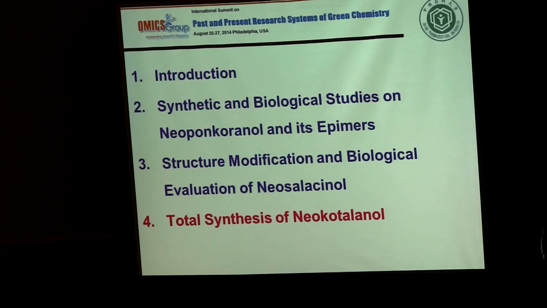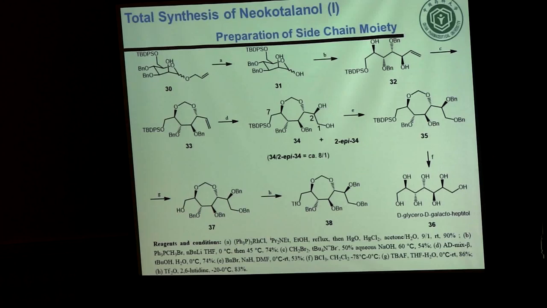The last part is the total synthesis of neokotalanol. As shown in the former slide, neokotalanol is the most complicated natural product of this series of compounds. And it has 8 chiral centers within the structure. So the absolute stereochemistry of neokotalanol was not elucidated until 10 years after its isolation. So last year, we reported the total synthesis of this compound, which began with this compound.